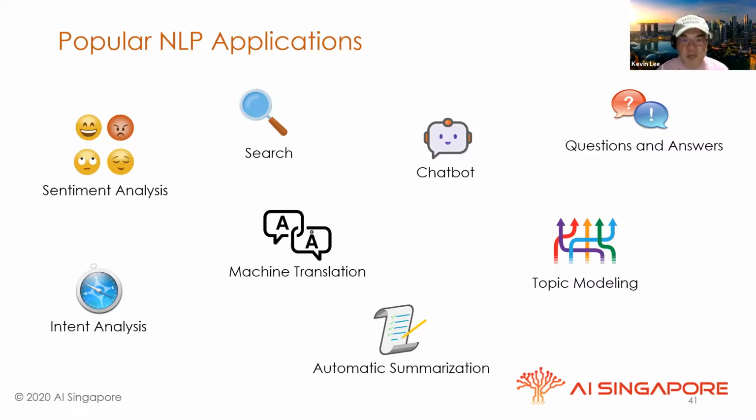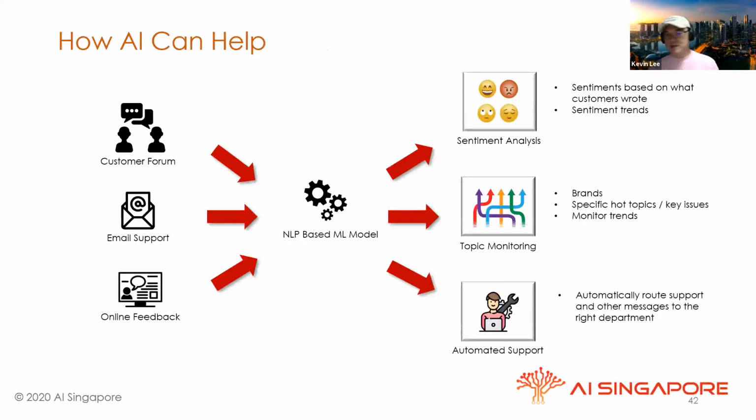So let me give you an example. Here, we can take customer feedback from a customer forum, whatever they write, as well as things they send in via email, whether they're happy, not happy, requesting support, etc. And then there's also some online feedback. As long as you are able to get that information, you will be able to make use of it and then create an NLP-based machine learning model.